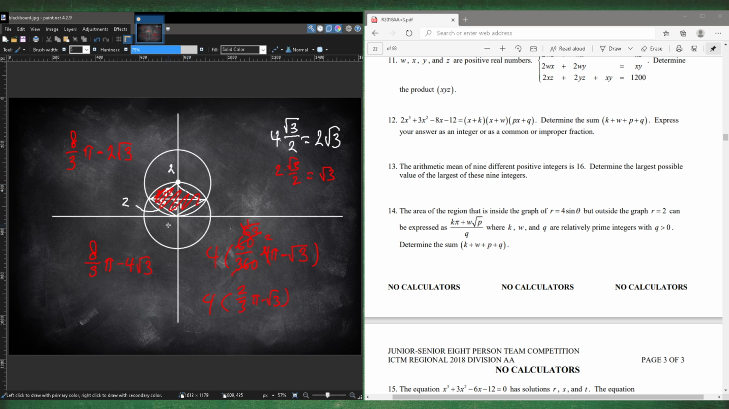Now we just need to get the area of our circle, which is pi radius squared, and our radius is 2. So that's 4 pi. So 4 pi minus this, and that is 12 over 3 minus 8 over 3, that's 4 over 3 pi. And then minus a negative is positive, plus 2 square root 3. And now we have to put it in the right form. So this is going to be 4 pi plus 6 square root 3 over 3. And then you can add up all the coefficients, and that will give us an answer of 16.